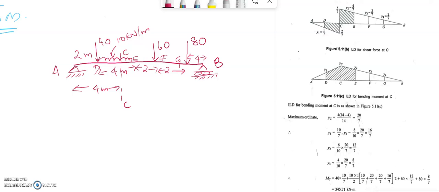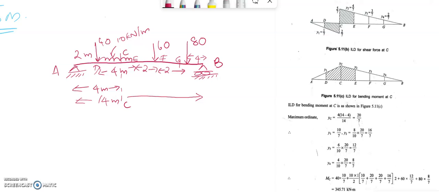And at D you have a 40 kilonewton load, then you have a UDL of 4 meter span, then you have a 60 kilonewton load, then you have an 80 kilonewton load. Okay, full span is 14 meters. Clear? Now using influence line diagram, we are supposed to determine the shear force at section C and also the bending moment at section C.